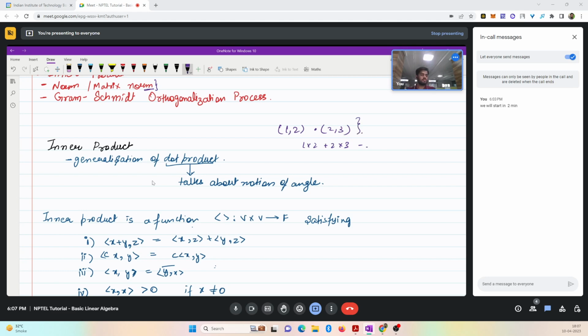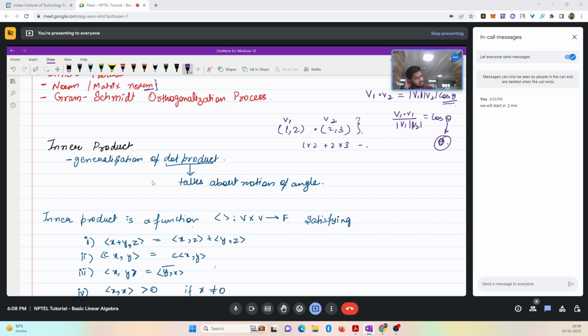Using dot product you can obtain the angle between two vectors. Let's say this is v1 and v2. Then you know that v1 dot v2 is given by length of v1 into length of v2 into cos theta, right? So you can take this on the left hand side, equal to cos theta, and obtain the value of theta from here. So this dot product gives you a notion of angle between any two vectors.